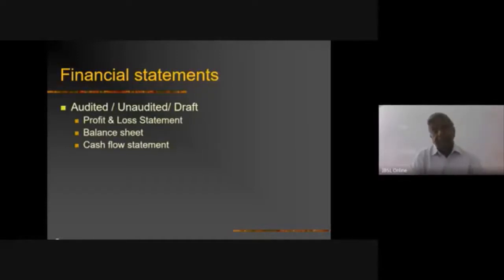Before that, the previous year would have started from 1st April 2018 till 31st March 2019. Before that, 1st April 2017 to 31st March 2018. So for this three-year period, the operating financial statements, that is past financial statements, the bank has.